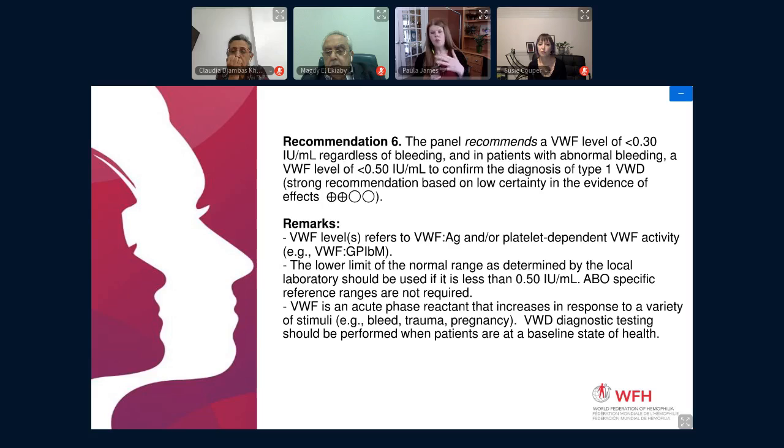We use 0.50 as a convenient and a bit of a shorthand in the wording of the recommendation itself, but we really want you to look at the lower limit of the normal range in your local laboratory and use that if it's less than 0.50, and that we do not think ABO specific reference ranges need to be used. We also make a comment about the fact that VWF is an acute phase reactant that increases in response to a variety of stimuli, acute bleeds, trauma, pregnancy, and so that VWD diagnostic testing needs to be made when patients are at a baseline state of health.